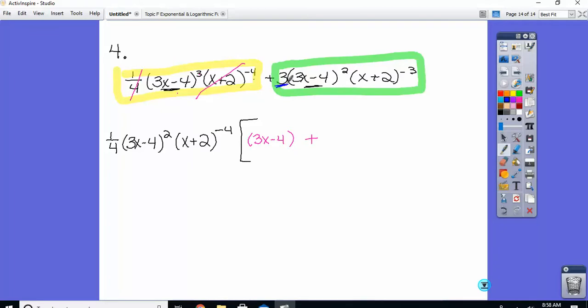We had a 3. We took out 1/4. When you take something out, it's dividing. So this is like 3 divided by 1/4. We know to divide fractions, you flip and multiply. So that's like 3 times 4 over 1, which is 12. We had a 3x minus 4 squared, and we took it out. We had x plus 2 to the -3, and we took out x plus 2 to the -4. When you factor that out, you subtract exponents. So -3 minus -4 is 1. So it's just an x plus 2 to the first.